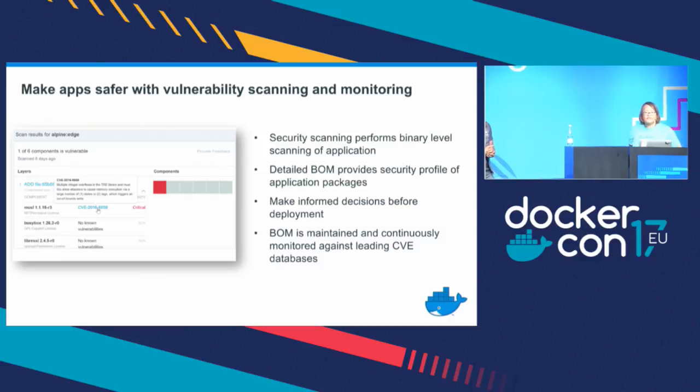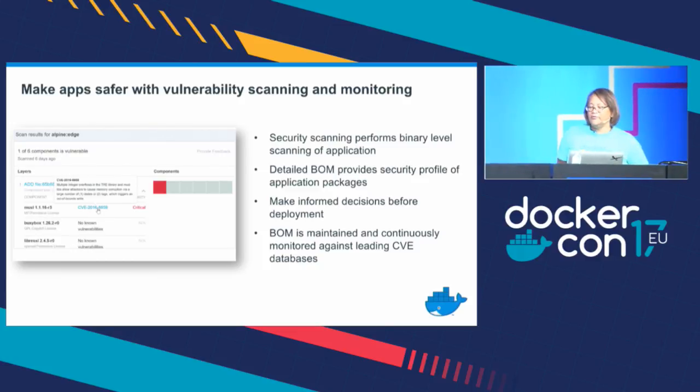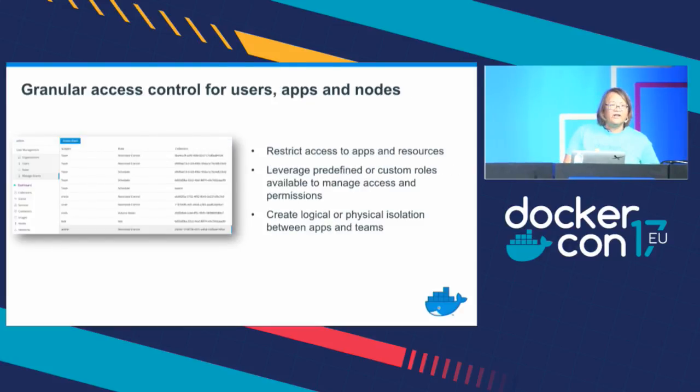So once again, we make apps safer with vulnerability scanning. The scanning is performed at the binary level of the application, and it provides a detailed bill of materials for the security profile of the application. So you're able to make informed decisions about what should be there, what should be used, and the bill of materials is also maintained and continuously monitored against the NIST CVE database. And finally, one of the things is access. So we provide granular access control for users, apps, and nodes, so we can restrict all the access to apps and resources, and use custom roles or predefined roles to manage access to the permissions, and create logical and physical isolation between apps and teams.